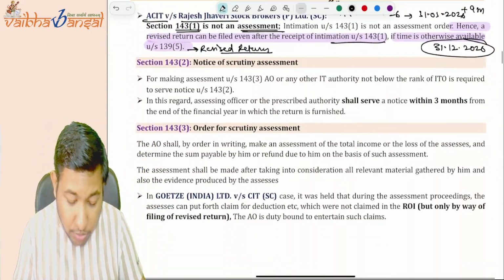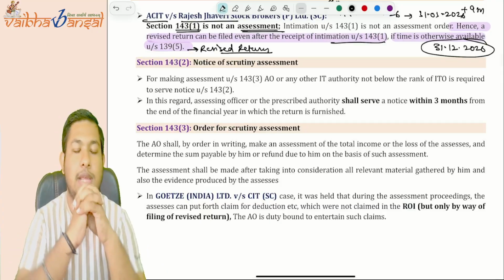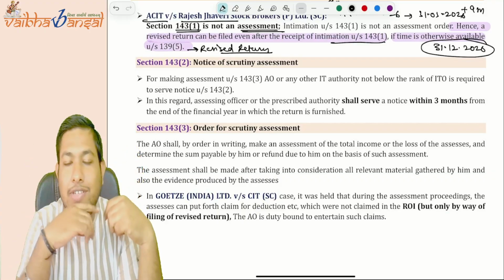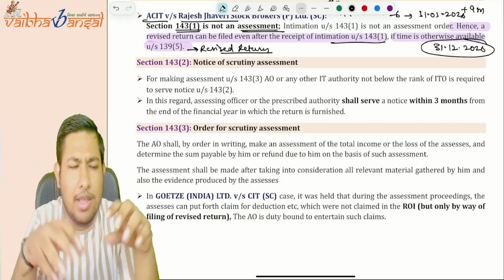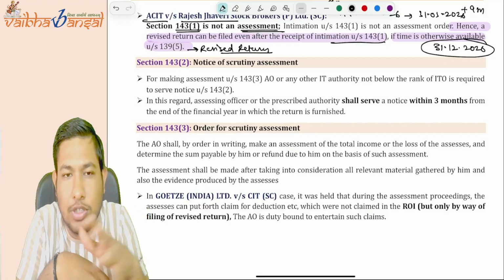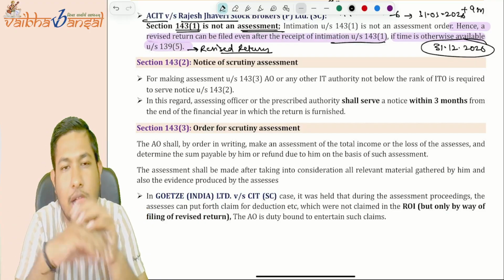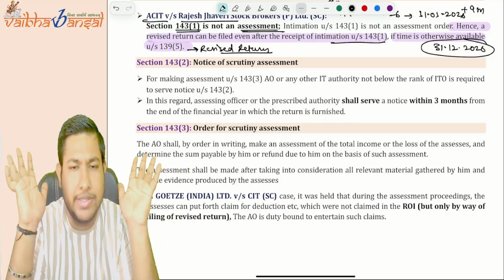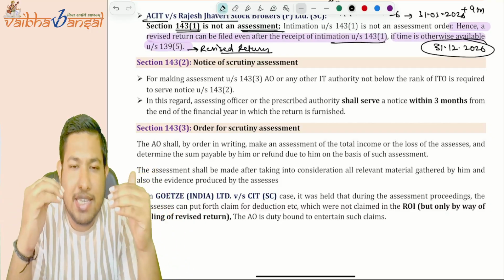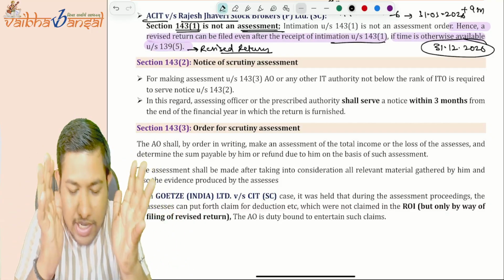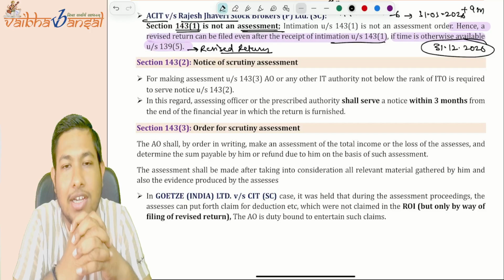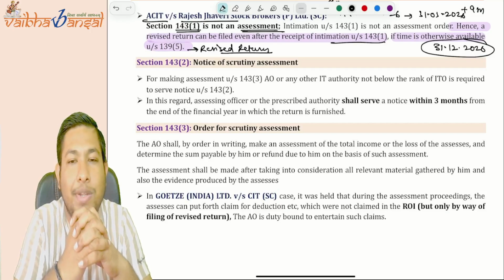Now moving ahead to notice of scrutiny assessment. After the assessing officer has gone through everything, if he finds anything in that, he can ask for a special audit or inventory valuation. And after getting all those things, if he finds there is a possibility that the assessee might have done tax evasion, then he needs to open the assessment.